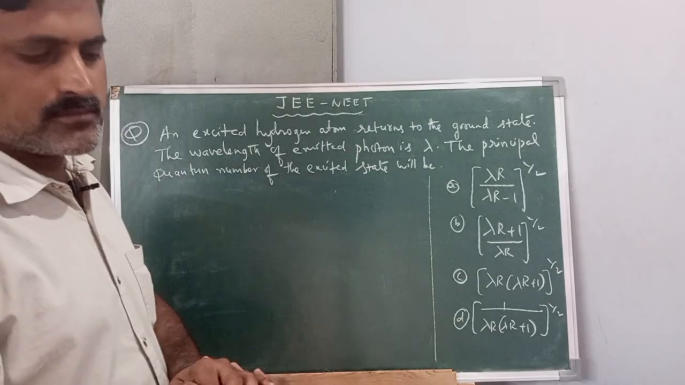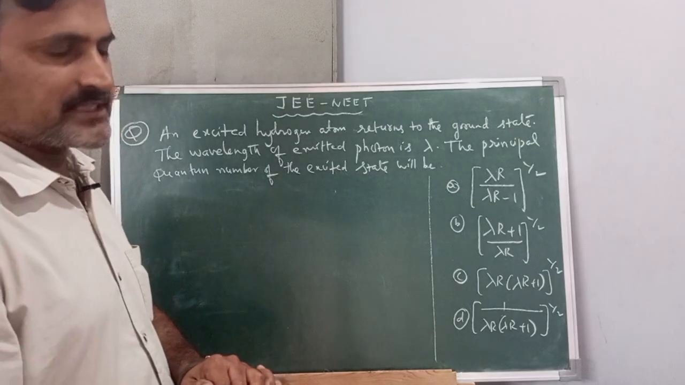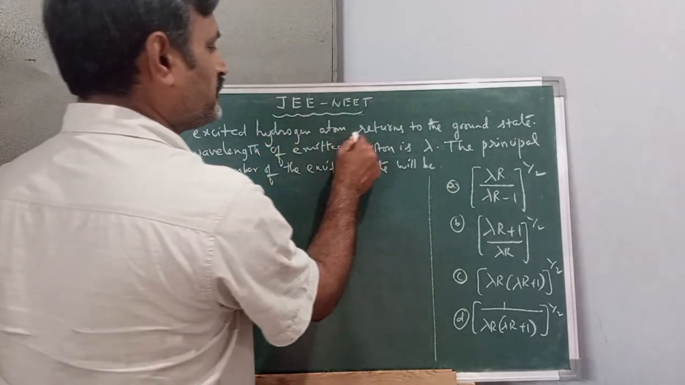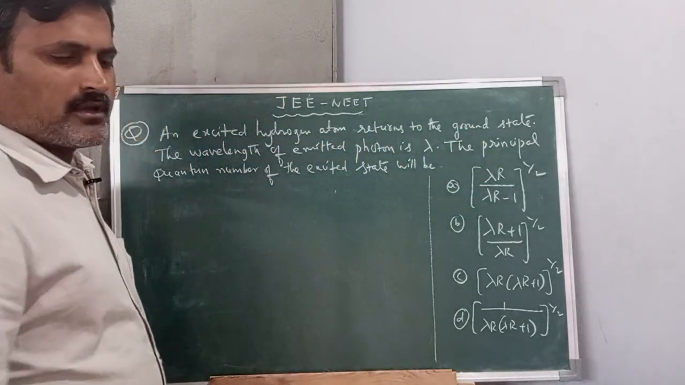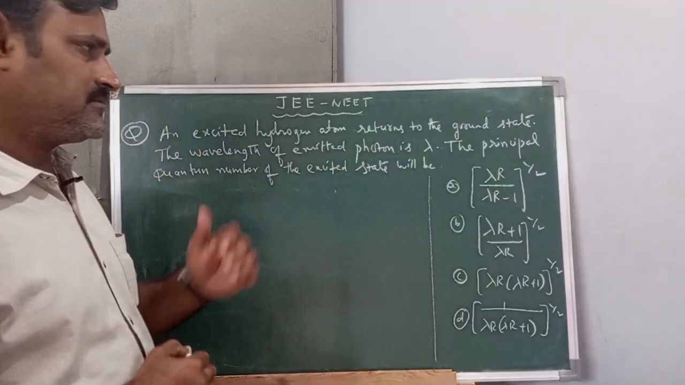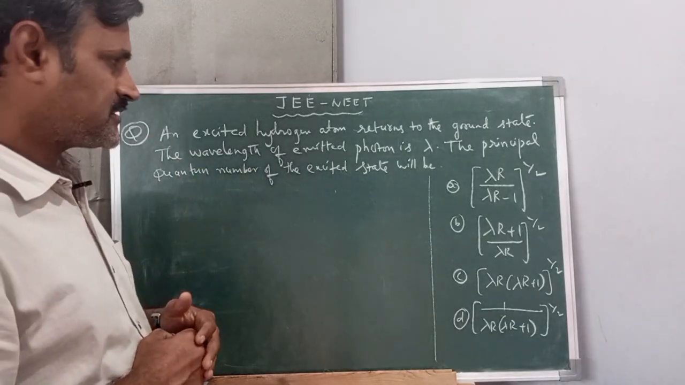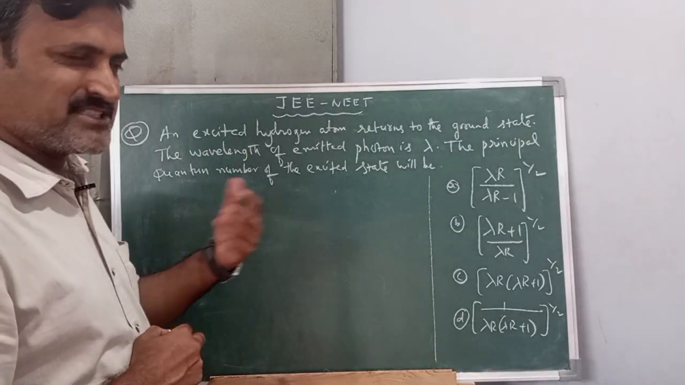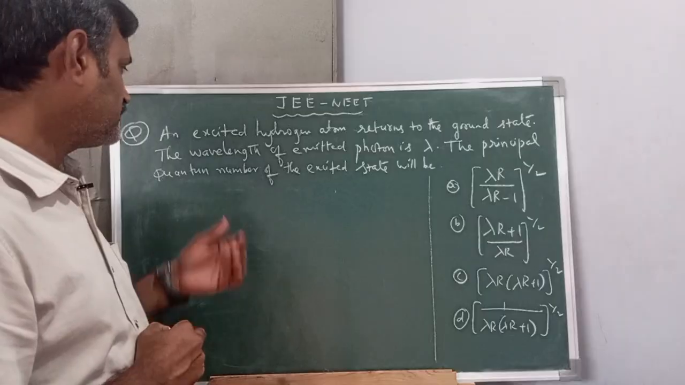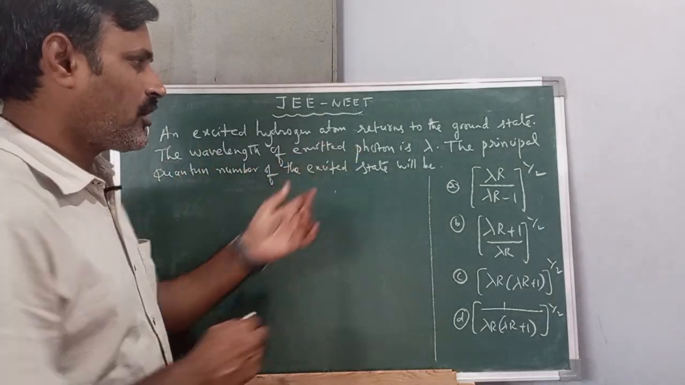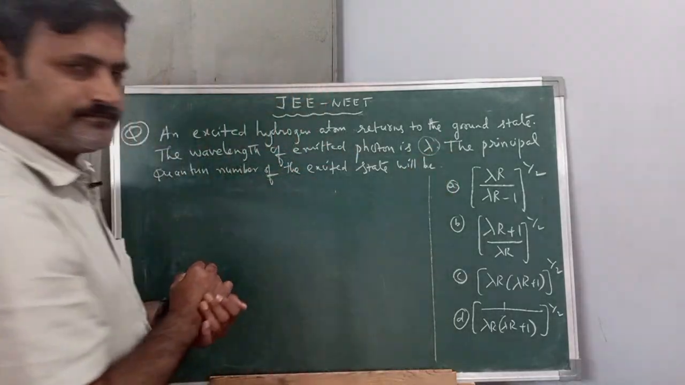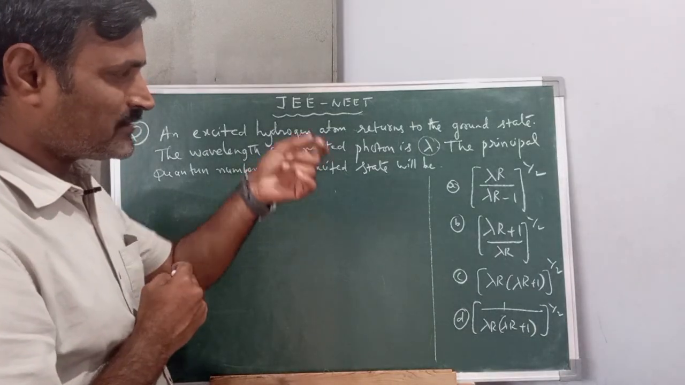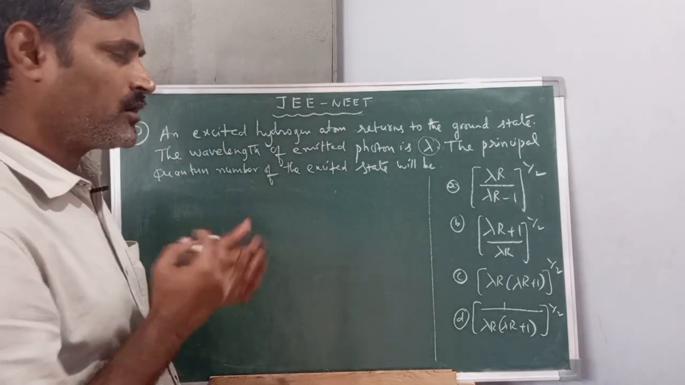In this session, I will discuss a few different questions. See the first question. An excited hydrogen atom returns to the ground state. As we all know, when an excited atom returns to the ground state, there will be an emission of energy in the form of photons. They have given the wavelength of the emitted photon as lambda, and we indicate the wavelength with lambda.